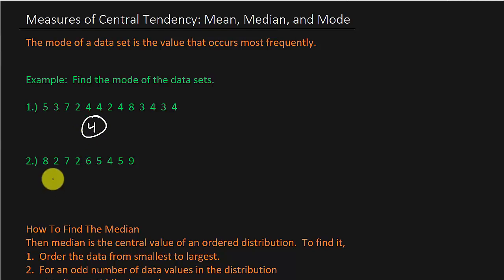And then for this one, you can see here the 2 appears twice, but also the 5 appears twice. So for this one, the modes are 2 and 5. So it's basically the value or values that appear the most. Okay, so in this one we have 2 modes. All right, and that's all it is for mode. It's the number or numbers that appear most often.